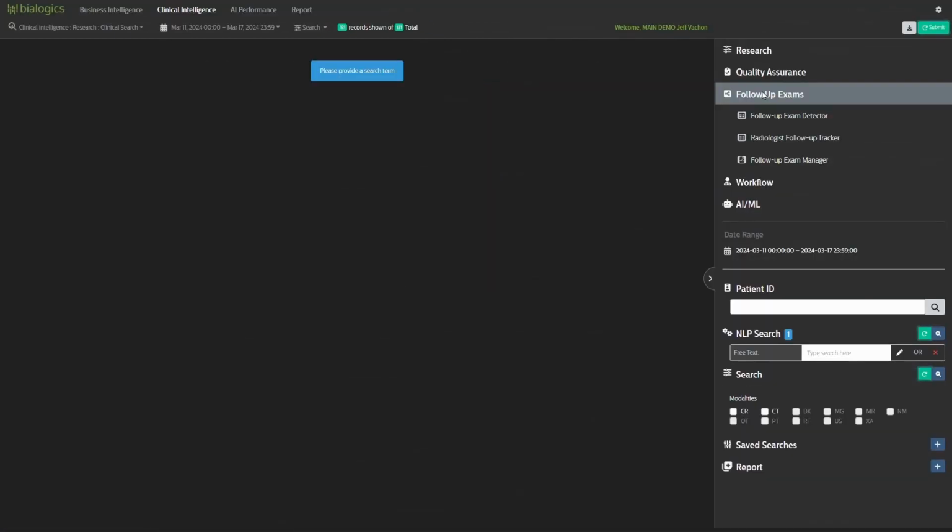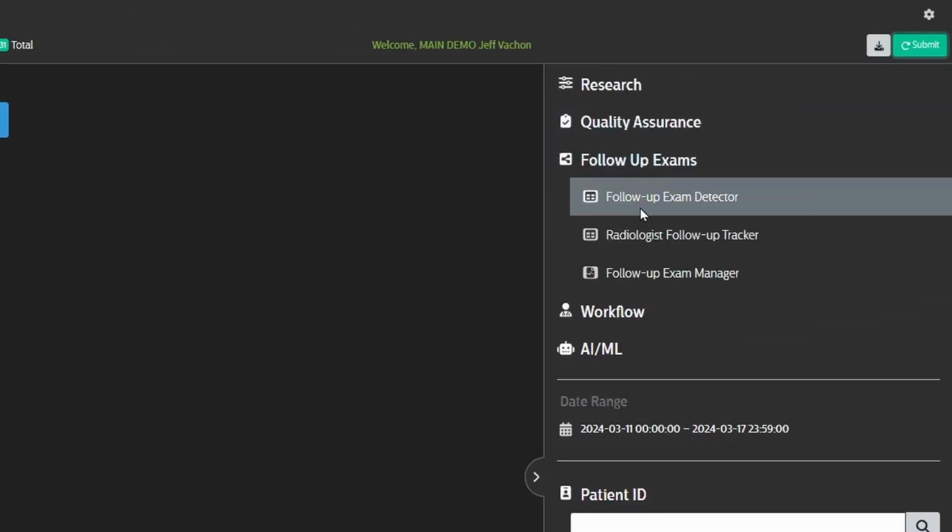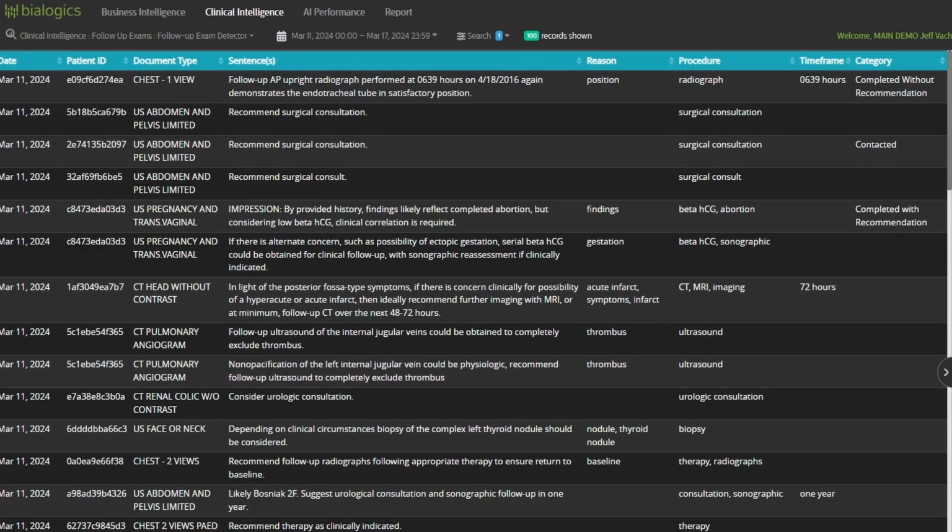So the second thing I want to demonstrate to you is our follow-up exam management. Follow-up exam management is important to provide a closed-loop system for managing all of your follow-up exams. First off, we have our follow-up exam detector. Now every report that's coming to us, we're looking for the terminology within the report that identifies that a follow-up exam is required. And in that identification, we look at what the procedure is. So for this case, what the procedure requested is.